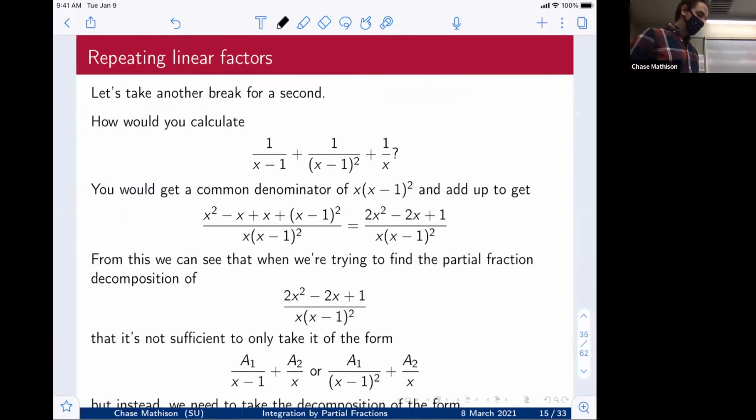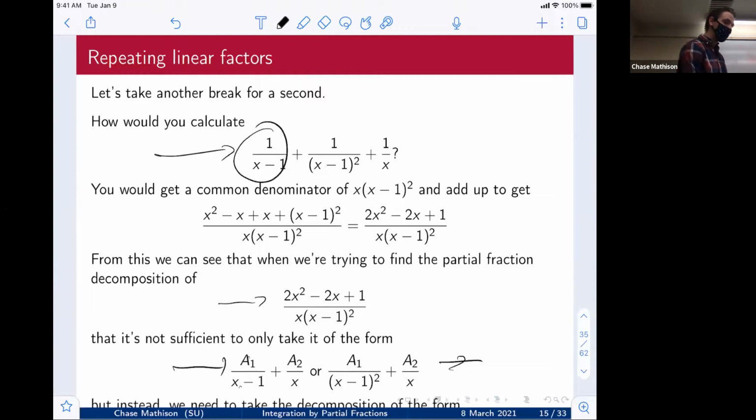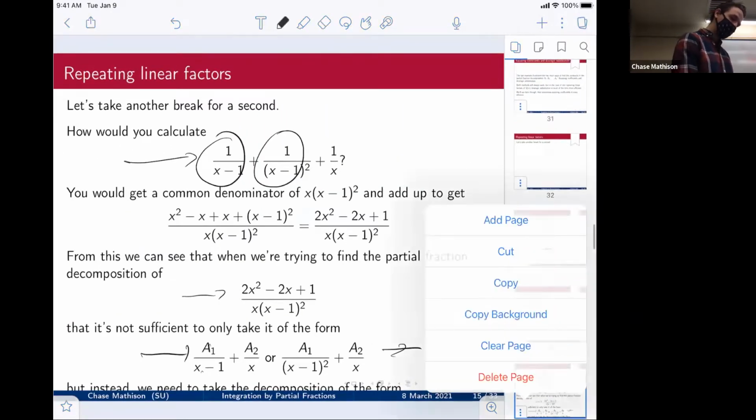Oh wow, I forgot to change that slide. So when we're writing this out, it's not sufficient to just take a guess that the partial fraction decomposition looks like this. Maybe I just need a1 over x minus 1 plus a2 over x. Or maybe I just need a1 over x minus 1 squared plus a2 over x. No. This came from this thing. So I have to have both of these terms present in my partial fraction decomposition. Okay, so I really thought I'd change this, my bad, guys.